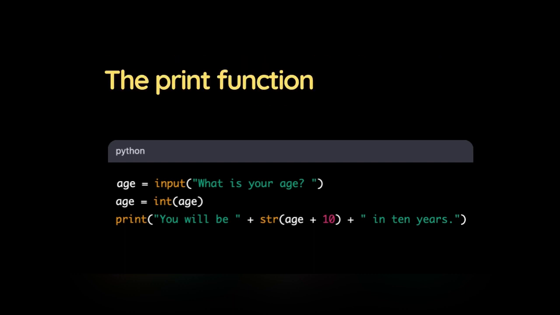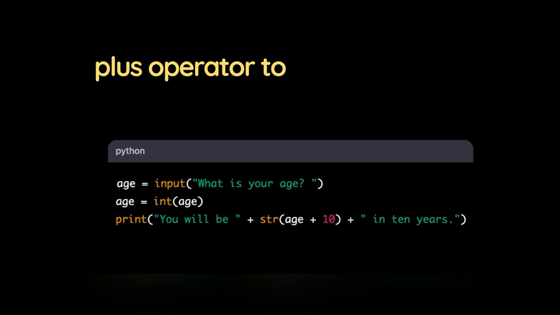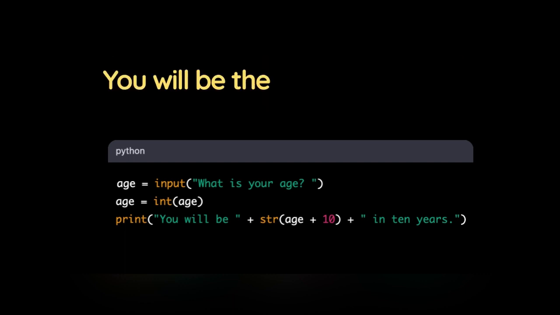The print function then uses the plus operator to concatenate the strings "you will be", the value of age plus 10, and the string "in 10 years". The str function is used to convert the result of the addition back to a string before concatenation.